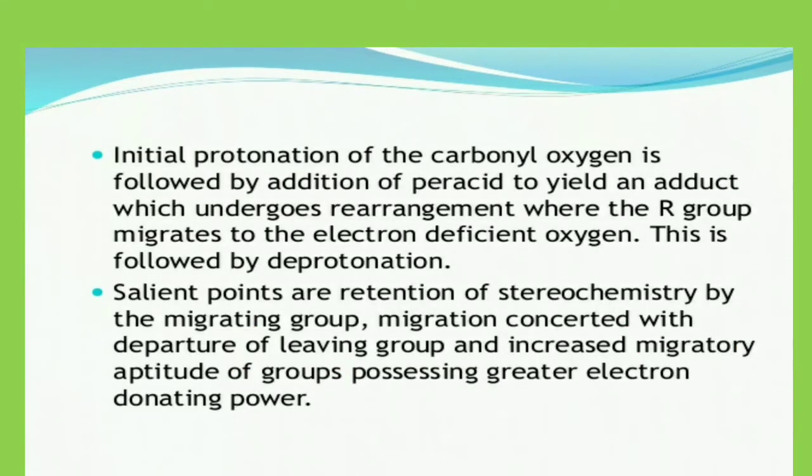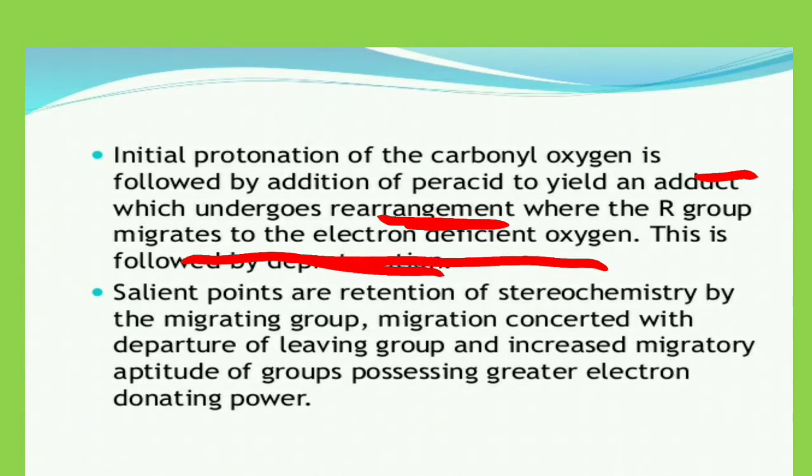The initial protonation of the carbonyl oxygen is followed by the addition of the peracid to yield an adduct, which undergoes a rearrangement where the R group migrates to the electron deficient oxygen. This R group must be migrated to the electron deficient oxygen.